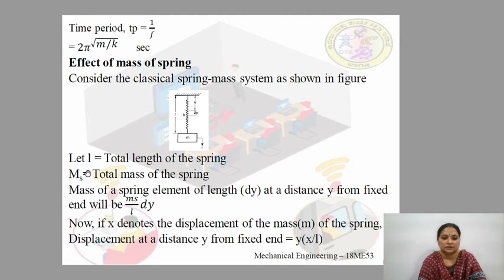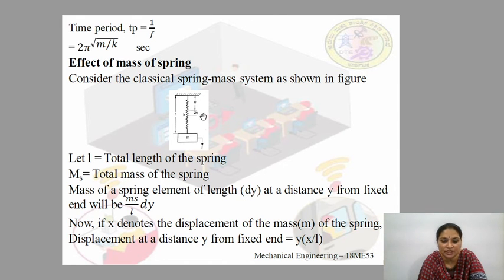Here the abbreviations used are represented. So L is the total length of the spring, ms is taken as the total mass of the spring, because we are going to consider the mass of the spring as well as the mass of the body for the analysis. So therefore, ms and m are two different masses considered in this derivation. So ms is the total mass of the spring and the mass of the spring element of length delta y at a distance y from the fixed end will be ms by L into dy.